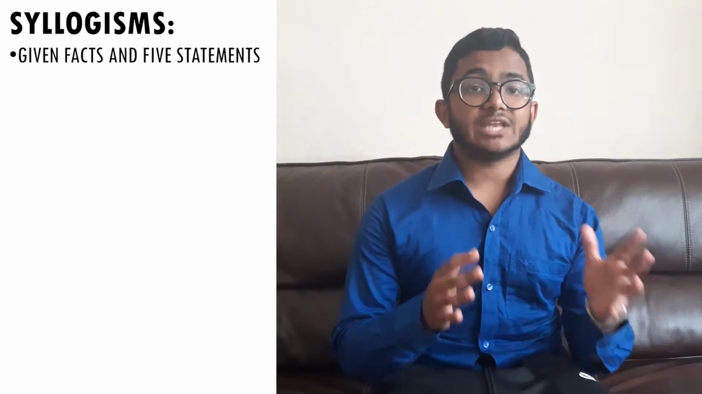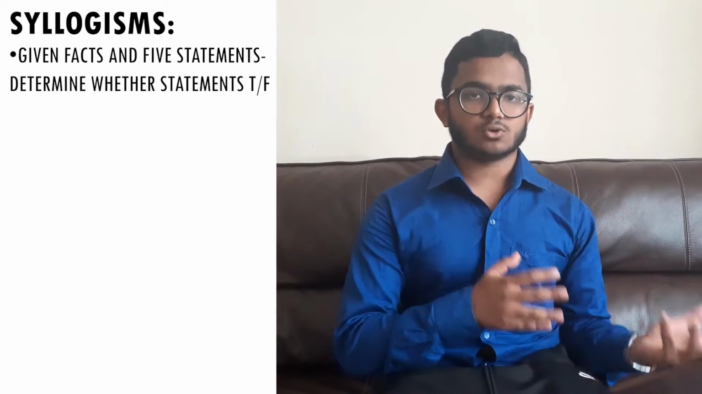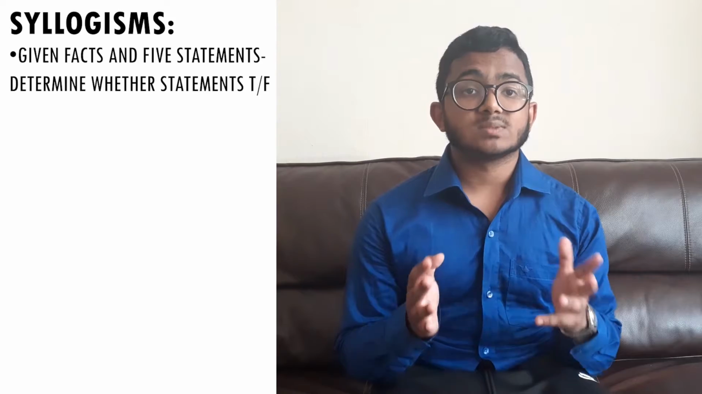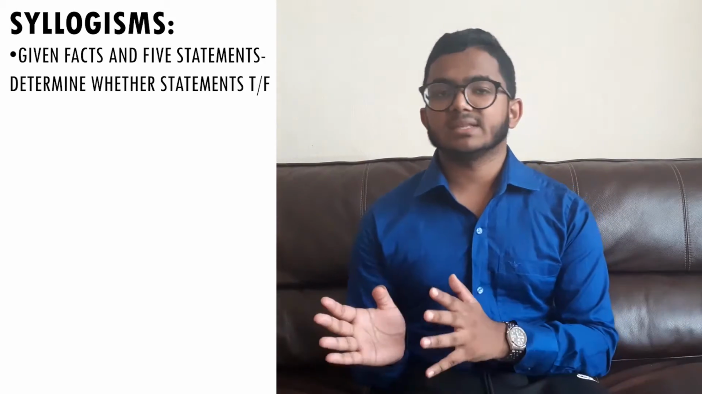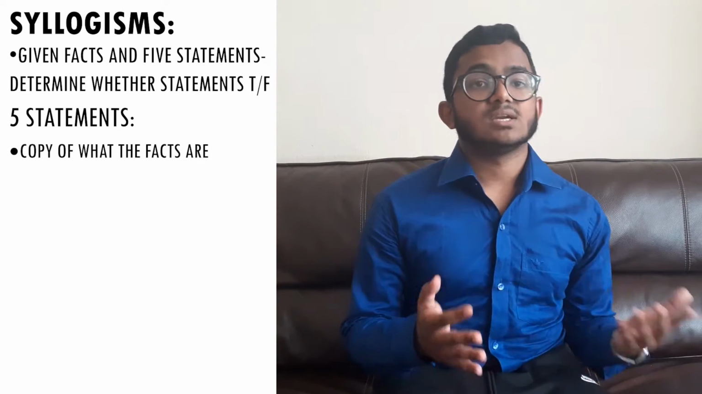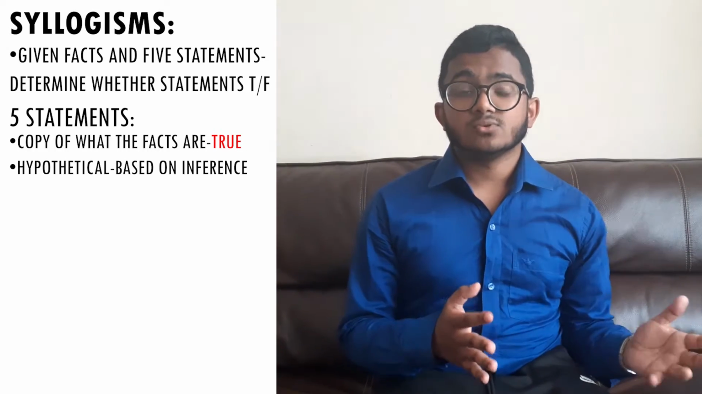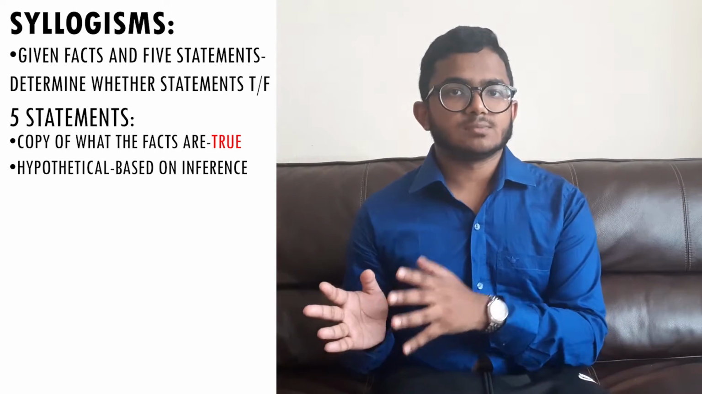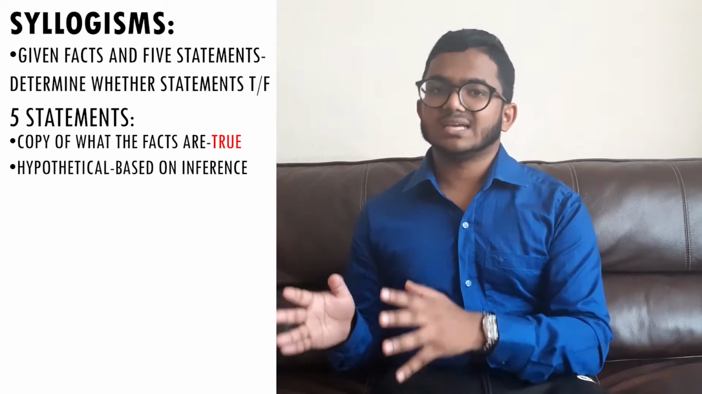So the first is syllogisms, weird name. Now this is when you're given facts and 5 statements and you need to determine whether the statements are true or not. Sometimes more than one statement can be true, so bear that in mind. Now the 5 statements can either be repeating whatever the facts are in the passage, in which they're obviously correct. They can also be hypothetical, so the statement is based on inference but with extra information from outside the text.